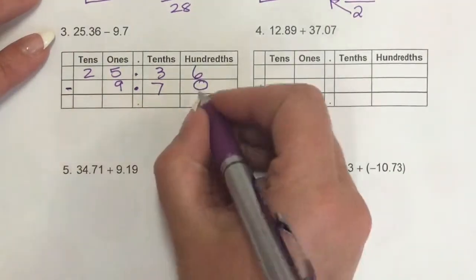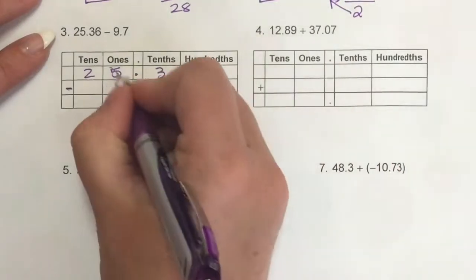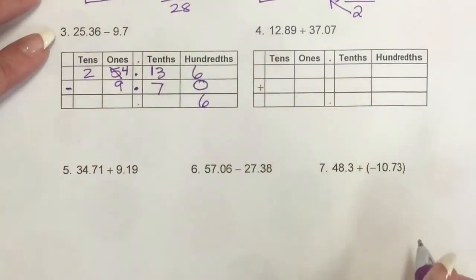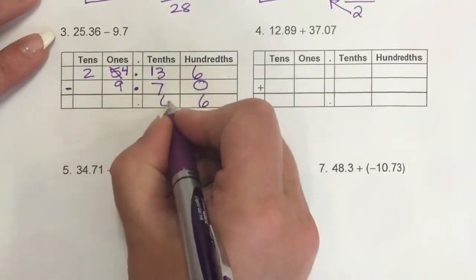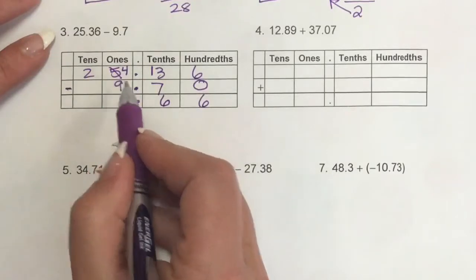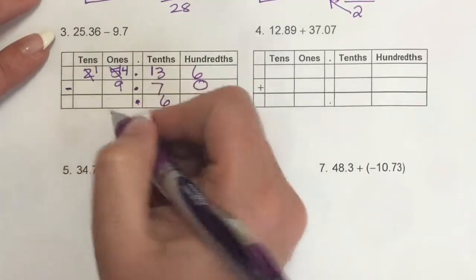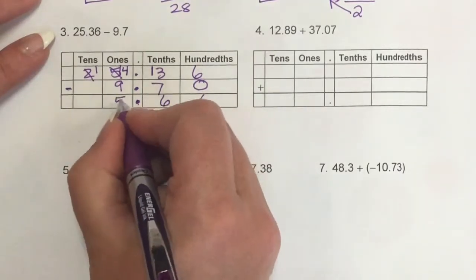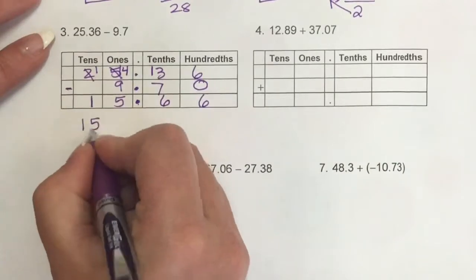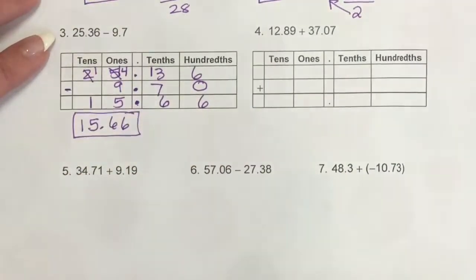So 6 take away 0 is 6. 3 take away 7, we need to borrow for that one. So I'm going to borrow, make that a 4, make that a 13. 13 take away 7 is 6. Drop the decimal. And 4 minus 9, we need to borrow again, so making that a 1. So now it's 14 take away 9, which is 5, and then that 1 drops down. So our answer is 15.66. Let's go ahead and estimate.